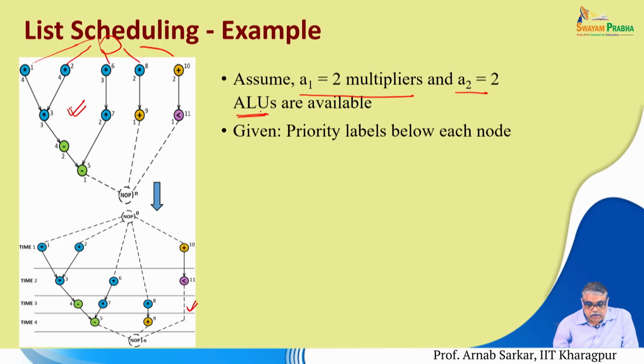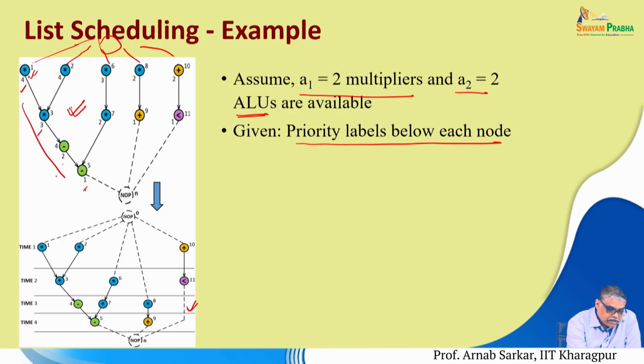Then you give priority labels below each node. So, we said that the first step is to generate a priority list, and what is this priority list? For example, let us say this priority list is below each node. So, we have this priority list below each node, right. What is this priority list? You can say that it is defined by the amount of workload below this node in the path. So, this one has been given a priority value of 4.